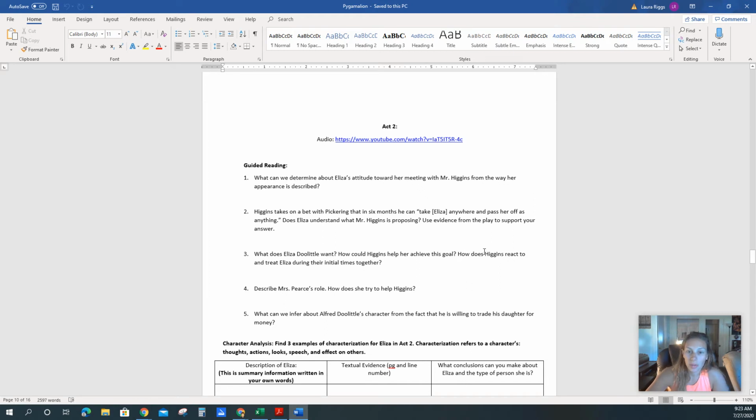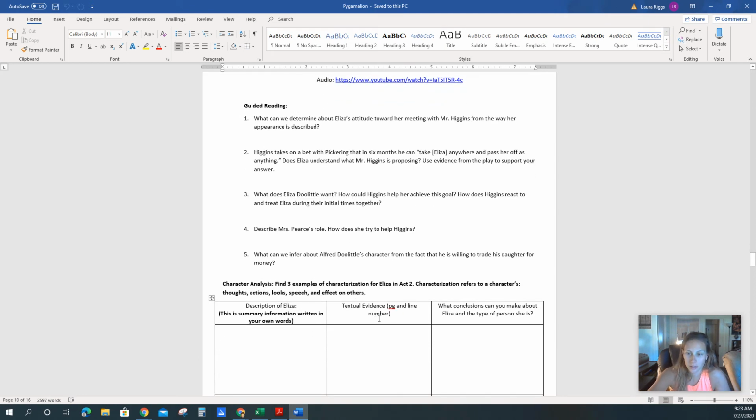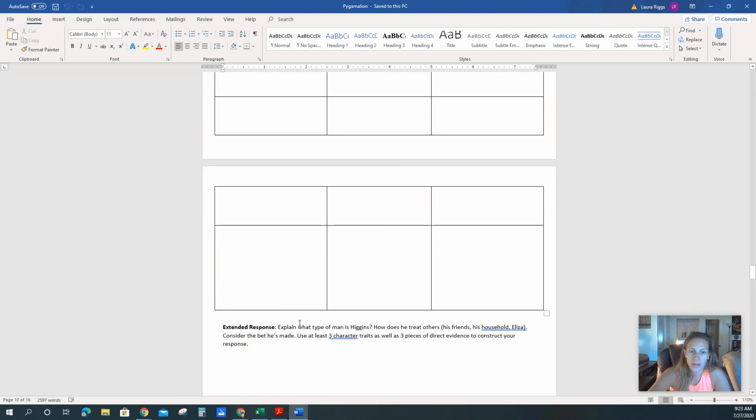That should hopefully help you answer some of these questions. Again, for this character analysis, you're looking at Eliza, and then in your extended response, which is 8 to 10 well-constructed sentences, using 3 pieces of evidence. So it's actually only 5 sentences if you're using 3 pieces of evidence, about the type of man Henry Higgins is.